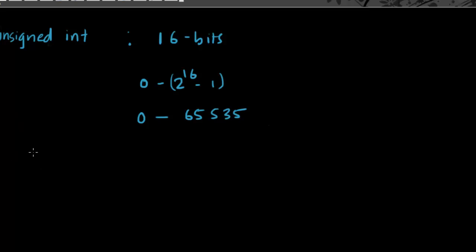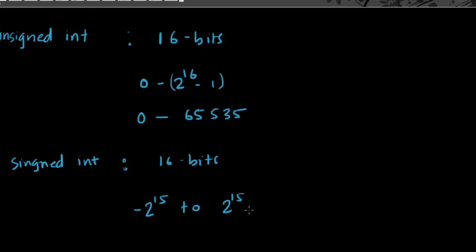Now similar to unsigned int, there is a signed int, as again we saw with the signed char. This is again 16 bits, but the last bit, or the most significant bit, is used to store the sign. So eventually the range would be minus 2 to the power 15 to 2 to the power 15 minus 1. That would be minus 32,768 to 32,767.